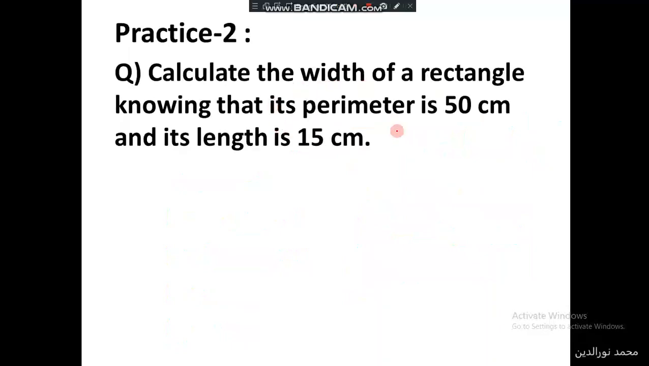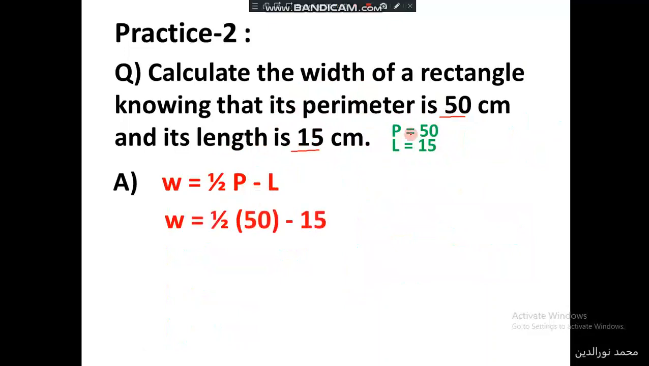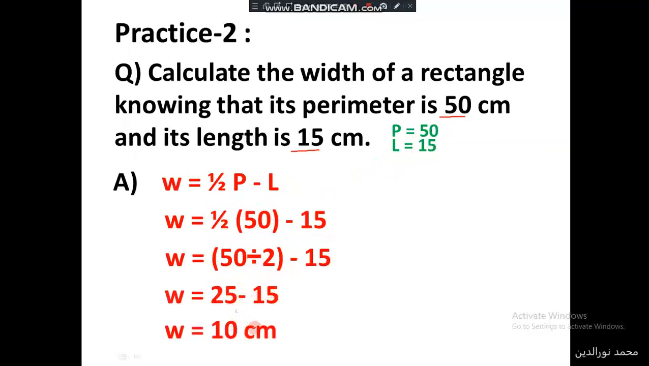Let's have another example. Calculate the width. We have to find the width such that the perimeter is 50 centimeters and the length is 15. So we put the formula: width equals half perimeter minus length. Half perimeter is half of 50, minus the length, 15. Half of 50 is 50 divided by 2, minus 15. 50 divided by 2 is 25, and then minus 15 is 10.